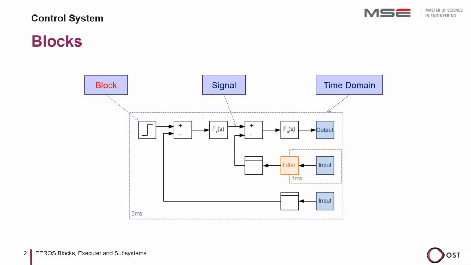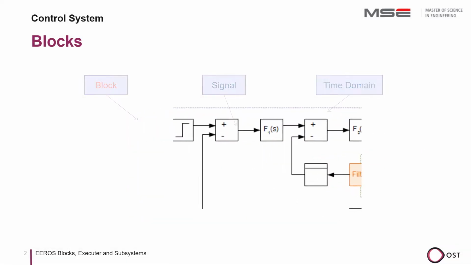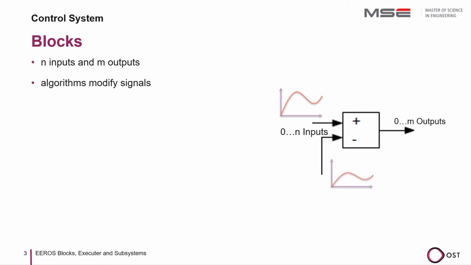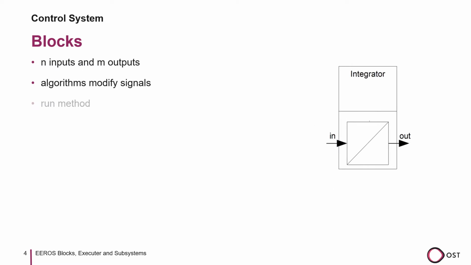Let's take a closer look at the EEROS blocks. A block can have several inputs and outputs which carry signals. These signals are transformed or modified from input to output by the algorithm of the block. The algorithm of a block is coded in the run method, which is activated with the clock of the time domain. Blocks can be configured with parameters. For example, for a gain, the parameter would be the factor by which the input would be multiplied.